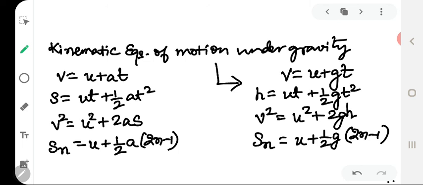Now we shall end today's discussion at this point. In our next video lesson, we shall discuss the effect of different parameters on the value of acceleration due to gravity. So the topic of discussion for the next video lesson would be variation of acceleration due to gravity.